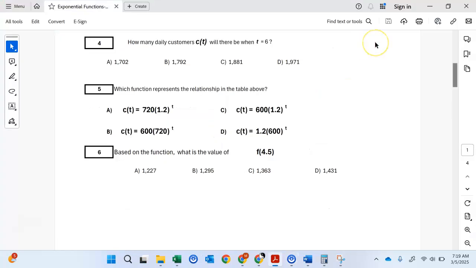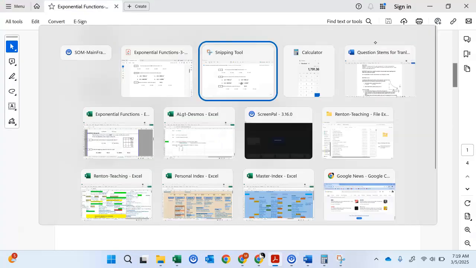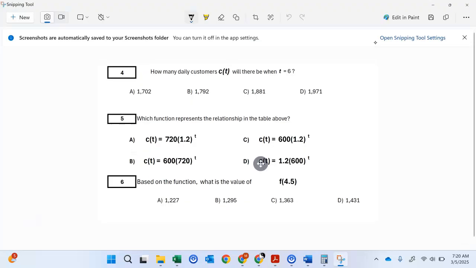Okay, so now we look at our answers. Let's see if I can find where I put them. So 1791, no, this would be the closest. So pick the closest, okay?